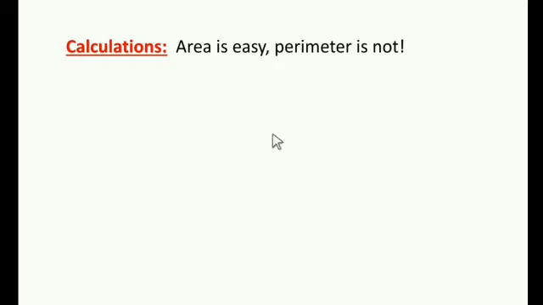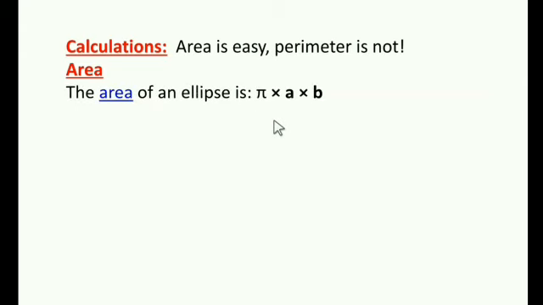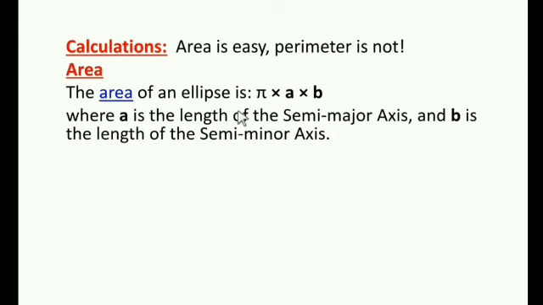Calculation. Area is easy, perimeter is not. To calculate the area of an ellipse, we will use this formula. The area of an ellipse is pi multiplied by a multiplied by b. Now here what are a and b? A and b represent the semi-major axis and the semi-minor axis, where a is the length of the semi-major axis and b is the length of the semi-minor axis.